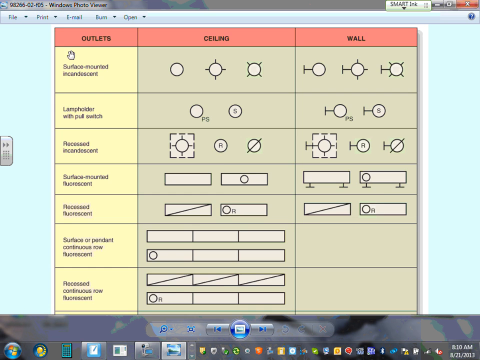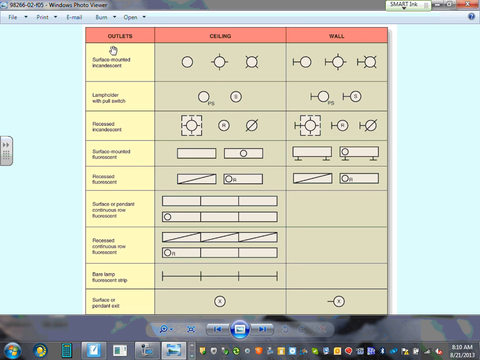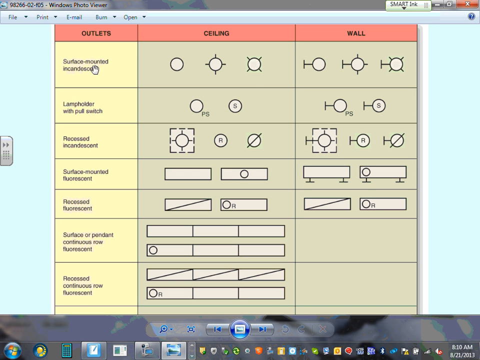So what I expect from you guys when you read this chapter is to look at these. For example, surface-mounted incandescent lamps. Here are 3 ways of representing it on your drawing. And if it's wall-mounted, here are 3 ways of representing it. Any one of these is okay. Now, when you design for your friend Chad, they're going to want only one way, because that's the standard we're going to be using. Does that make sense?